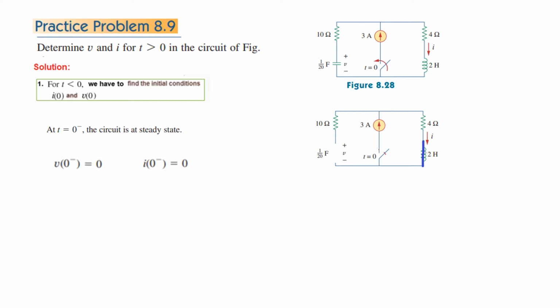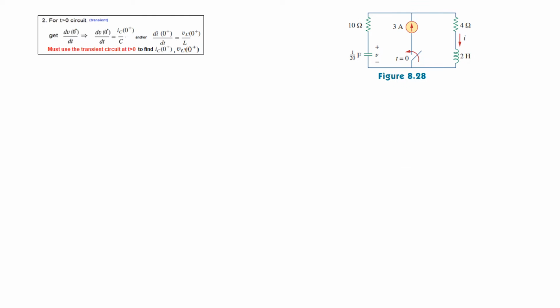In the previous video I had explained that whenever we say V, we mean the voltage across the capacitor, and whenever we say just I, we mean the current through the inductor. So keep that point in mind. Now we go to the next part, part 2.